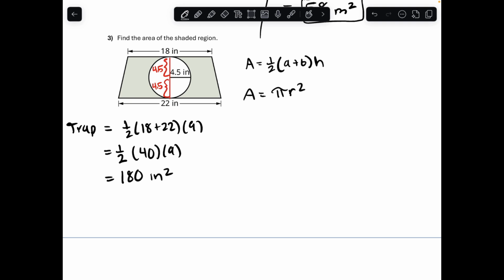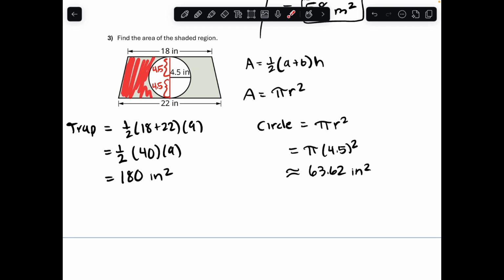Now we can find the area of our circle. The area of the circle is going to be pi times r squared. So we're going to have pi times 4.5 squared. And plugging this into a calculator, we're going to see that this is approximately 63.62 inches squared. But now, to find the area of just the shaded region, we have to do the trapezoid minus the circle, and that will give us just our shaded region.